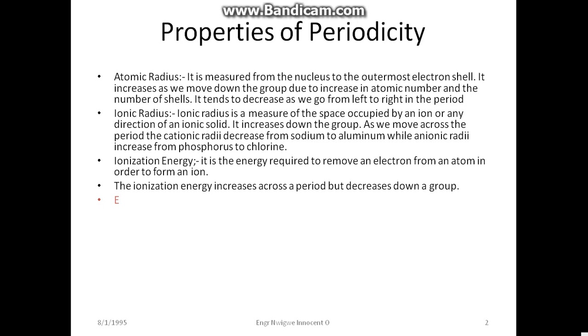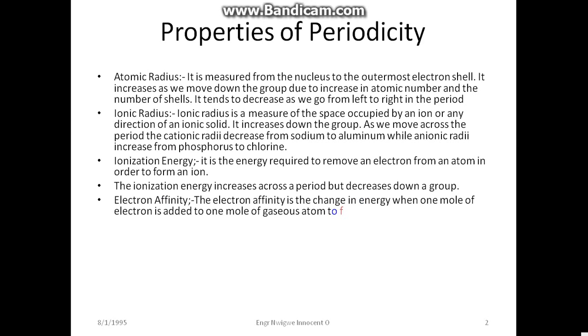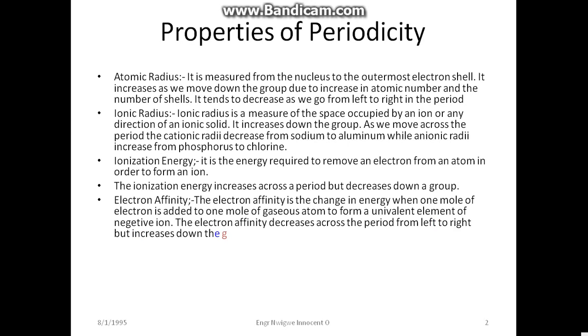Electron affinity. The electron affinity is the change in energy when 1 mole of electrons is added to 1 mole of gaseous atoms to form univalent negative ions. The electron affinity decreases across the period from left to right but increases down the group.